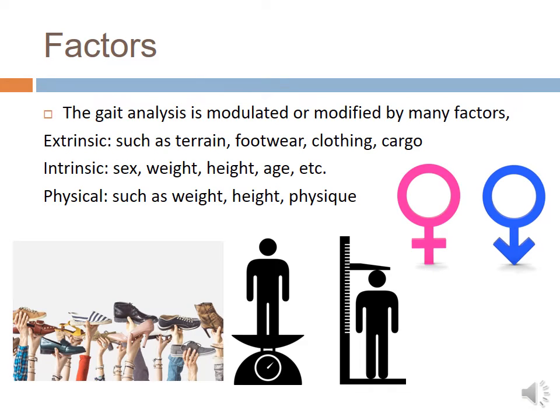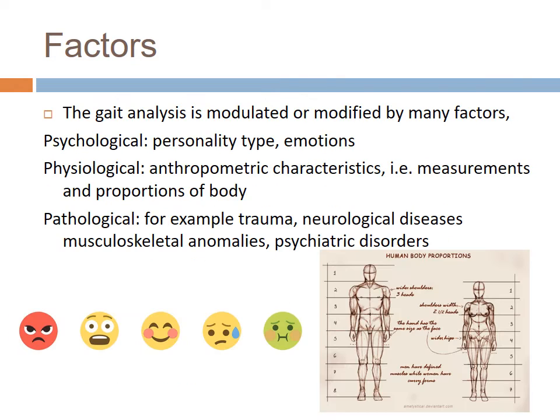Gait analysis is modulated or modified by many factors, such as extrinsic factors like footwear, clothing, cargo, and skin strength; physical factors such as weight, height, and physique; and physiological, psychological, and pathological factors. Physiological is such as proportion of body, psychological such as personality type and emotions, and pathological such as trauma and neurological disease.